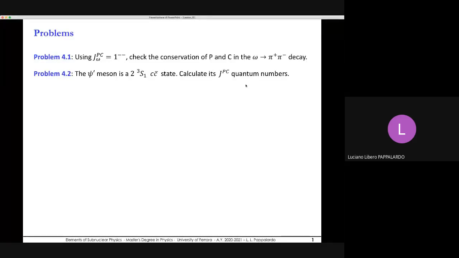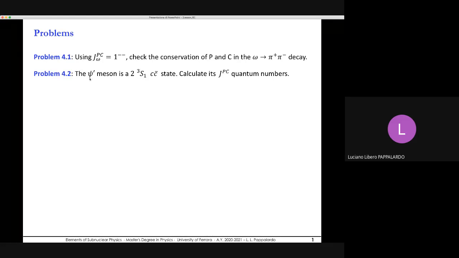Okay, problem 2. The psi prime meson is a 2 S 3 1 c c-bar state. Calculate its J P C quantum number. What you see here is the standard spectroscopic notation. Essentially, here we have all the information about the angular momentum, the spin, and the total angular momentum.